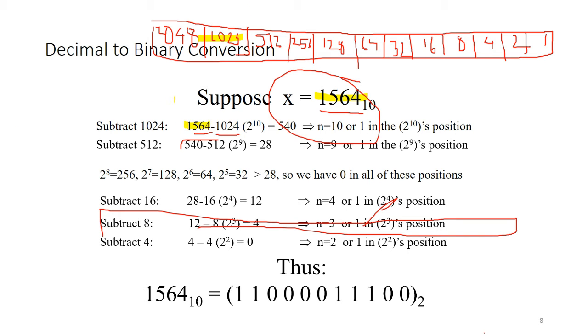So 1564 minus 1024 gives us a value of 540, right? Then n equals 10, or n in the 2 to the power 10th position. Anyways, let's not get into these technicalities. So after subtracting, we have a value of 540. Now under 1024, we have to write a 1 here, fine.